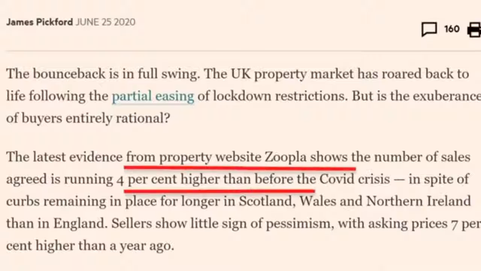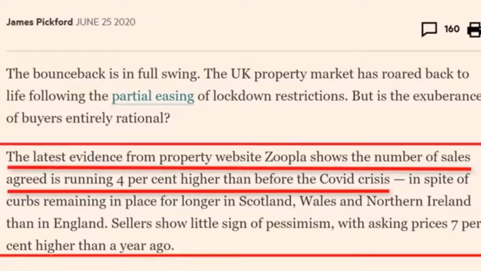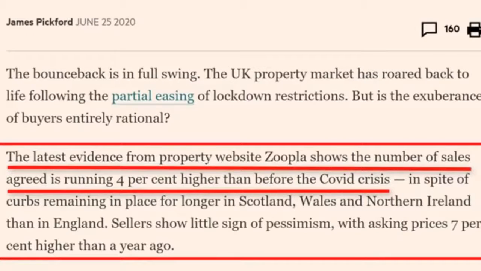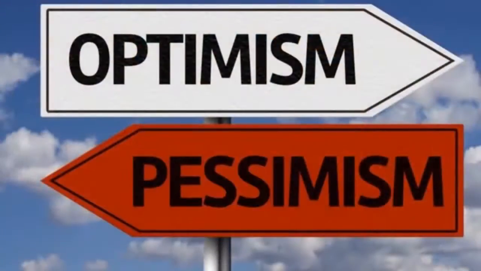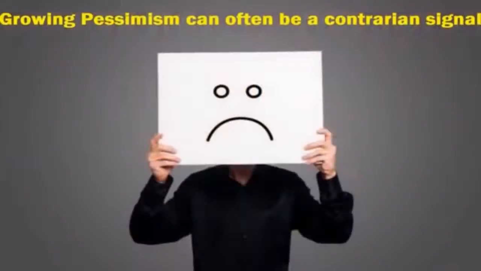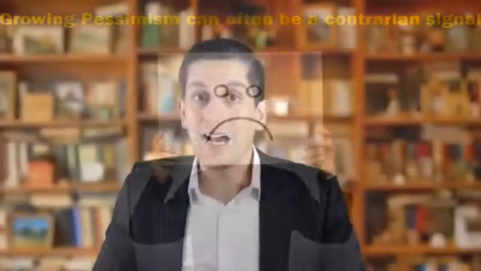And over here, it says something interesting about the sentiment in the country. The latest evidence from property website Zoopla shows the number of sales agreed is running 4% higher than before the COVID crisis. And sellers show little sign of pessimism, with asking prices 7% higher than a year ago. So again, that's a warning sign from a contrarian perspective. As a contrarian, you have to think, if sellers are this optimistic, this doesn't make any sense. So we need to see if there's more pessimism in the next few months. I'm personally waiting for the sentiment to shift more pessimistic on the market before I even consider buying.